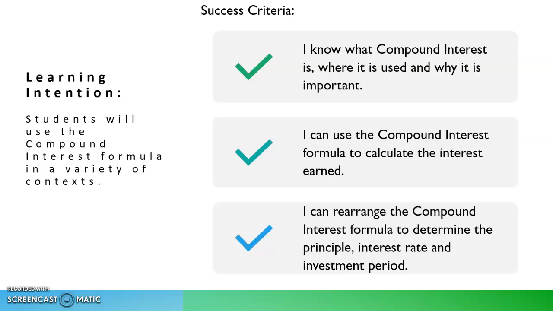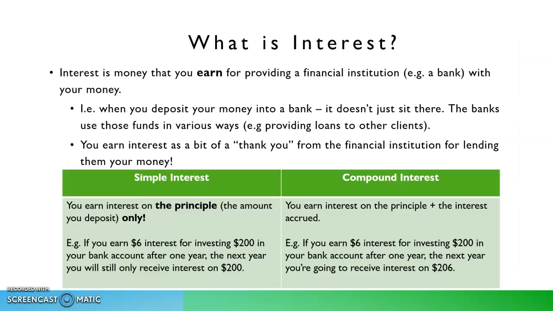Alright, learning intention. You're going to use a compound interest formula in a variety of contexts or scenarios. You're going to know what compound interest is, where it's used and why it's important. You're going to be able to use the compound interest formula to calculate the interest earned, and then in Monday's lesson we're going to get to rearranging the compound interest formula to determine the principal, interest rate and investment period. Don't worry about that until next week as stated.